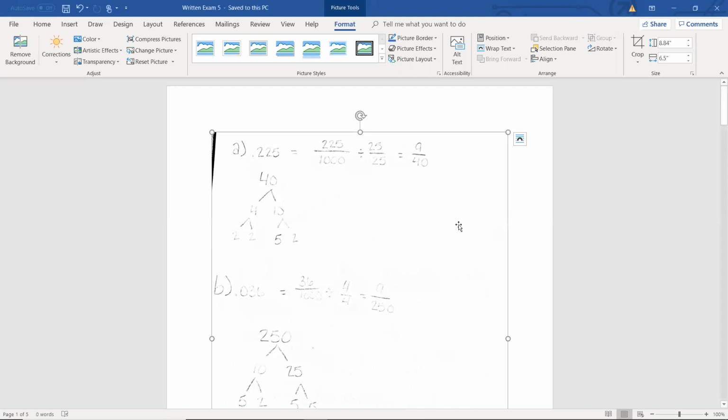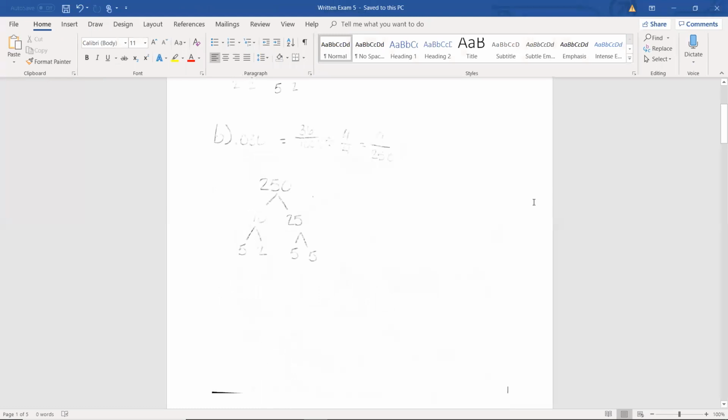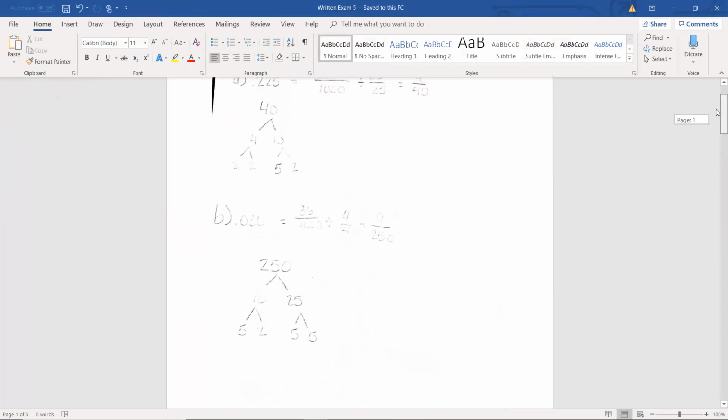B is the same way. We've got 0.036 over 1,000, since there's 3 numbers, we put it over 1,000. Each side can be divided by 4, and we get 9 over 250.